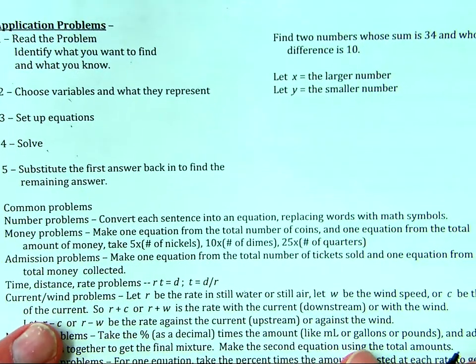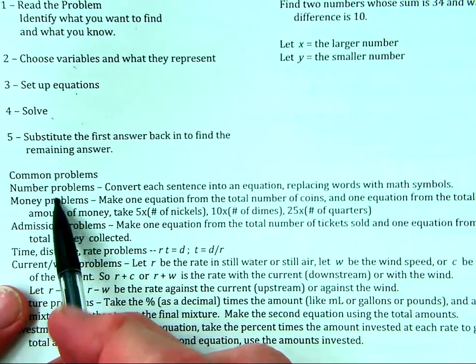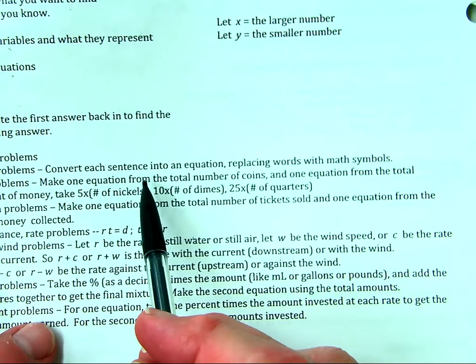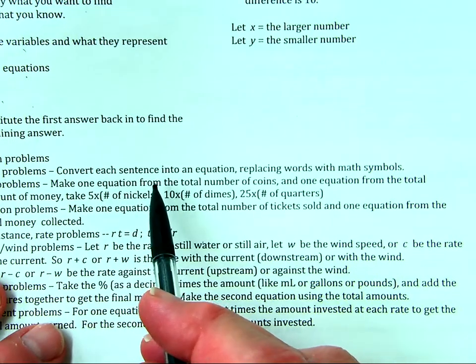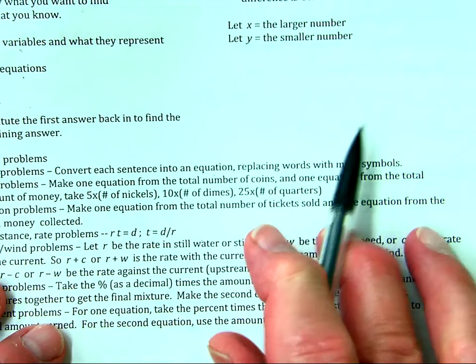Now you have different types of problems. The first one is called number problems. With number problems, I think a lot of this is translating. You're translating words into math. So in number problems, convert each sentence into an equation, replacing words with math symbols.